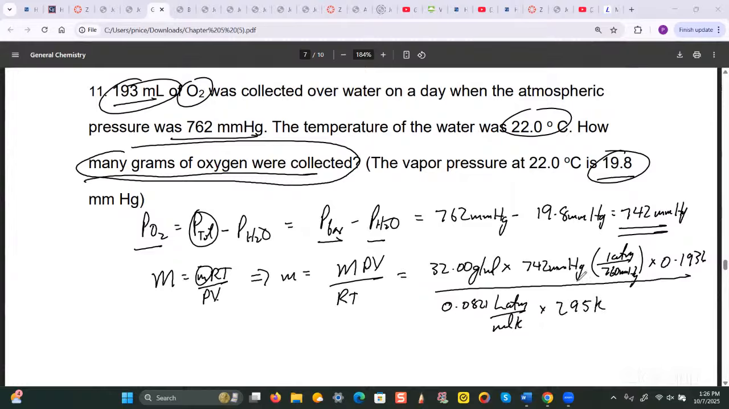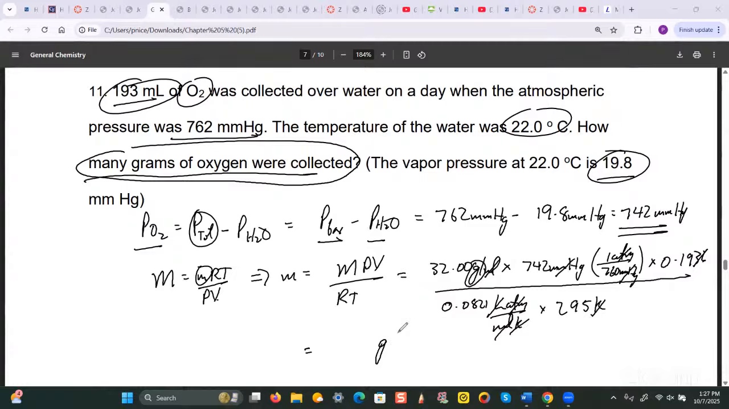So in terms of the cancellation of units, the liters will cancel out here and here. The moles will cancel out here and here. The Kelvin will cancel out here and here. Atmospheres will cancel out here and here. Millimeters mercury will cancel out here and here. So basically you'll be left with the units of grams, which is what the question is asking for.